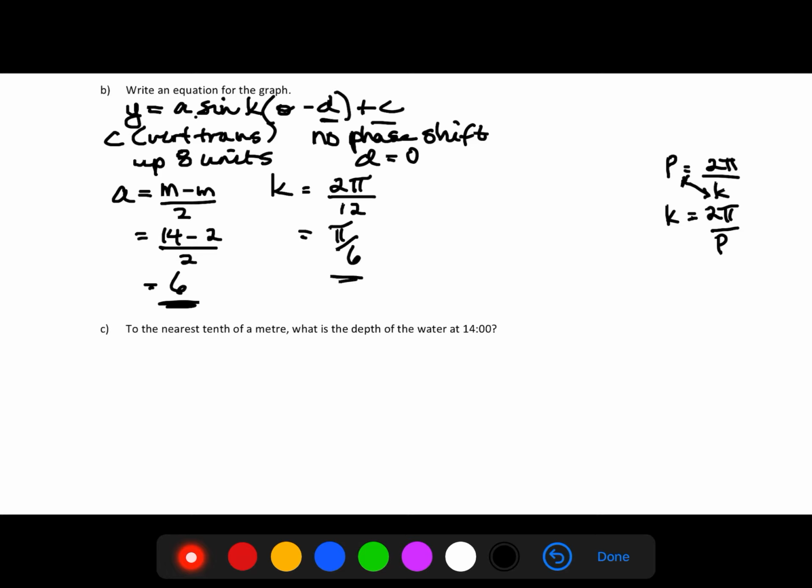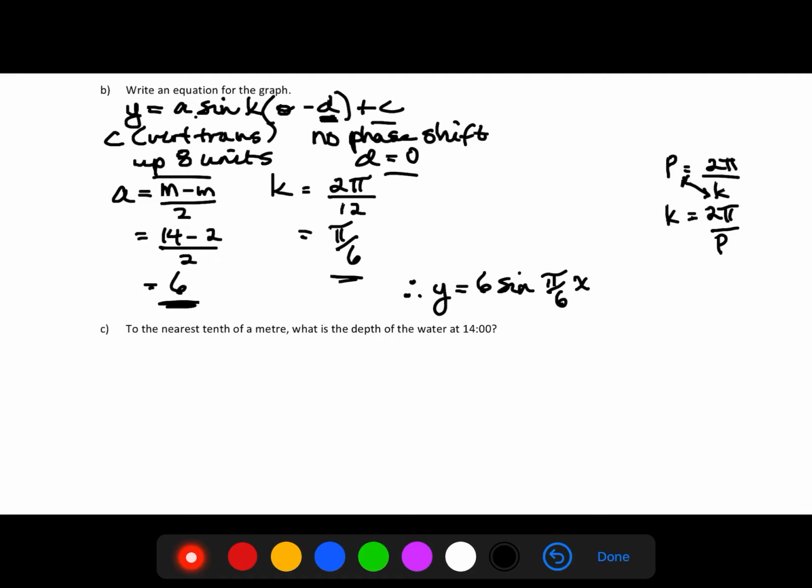We could also do this in degrees. 360 divided by 12, get our value and put that in. We just see most of these functions with that radian measure in there. So we now have our amplitude, our K value, our C value, and our D value. We can therefore state our function.